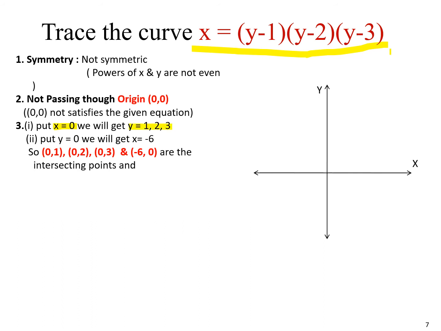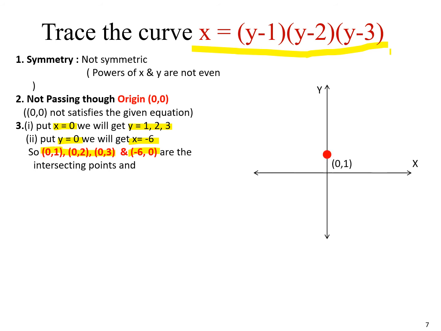So we will get 3 points, that is (0, 1), (0, 2) and (0, 3). Now with the x-axis we will put y equal to 0. If we put y equal to 0, then we will get x equal to minus 6. That means (-6, 0) is also a point. So we will get 4 points which are the intersections with the x-axis and y-axis. So we will draw these 4 points on the xy plane.